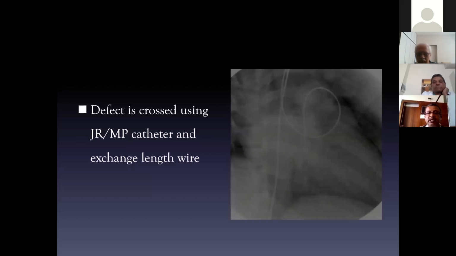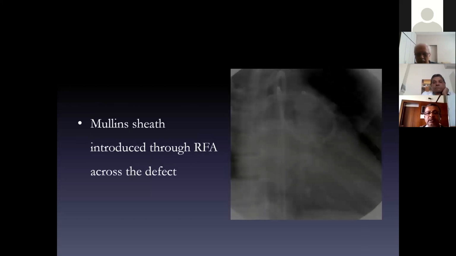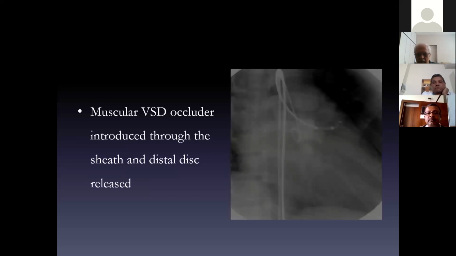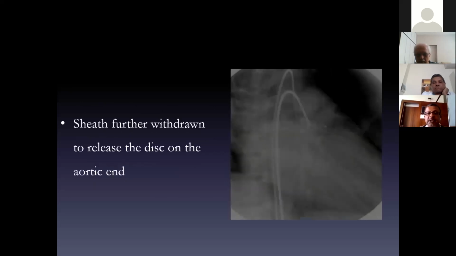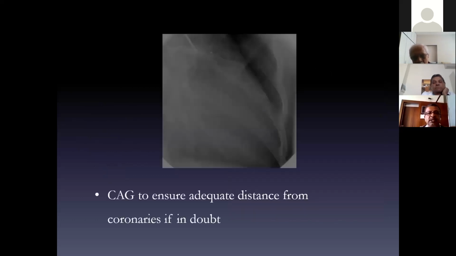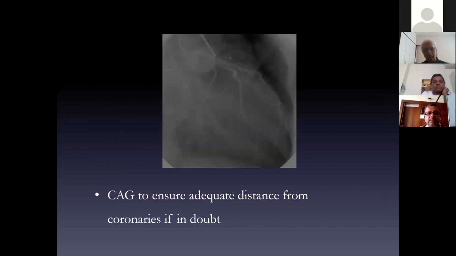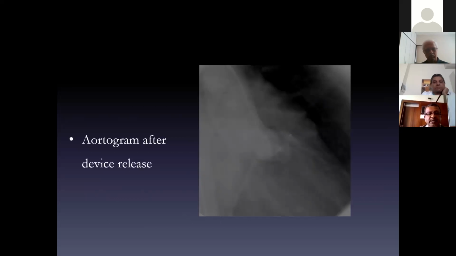Here the wire is in the catheter, and the sheath is in the PA. Most of the times nowadays, with the echocardiogram, we can manage without another femoral arterial access. We don't really need it. This was all in the initial period, about 8-10 years back. I just want to make a point that here we need a device which has a double disc, like a muscular VSD or an ADO2. That is expensive. So we used CAG to ensure adequate distance from the coronaries if in doubt, but we have stopped doing this now because in our experience it really doesn't matter.